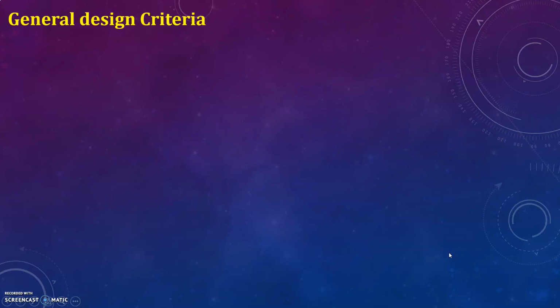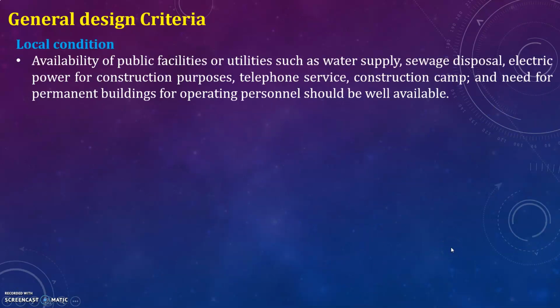Okay, next let us see the next topic, that is general design criteria. These are some of the general conditions you should know before constructing any type of dam. The first one is local condition: availability of public facilities or utilities such as water supply, sewage disposal, electric power for construction purposes, telephone service, construction camp, and need for permanent buildings for operating personnel should be well available.